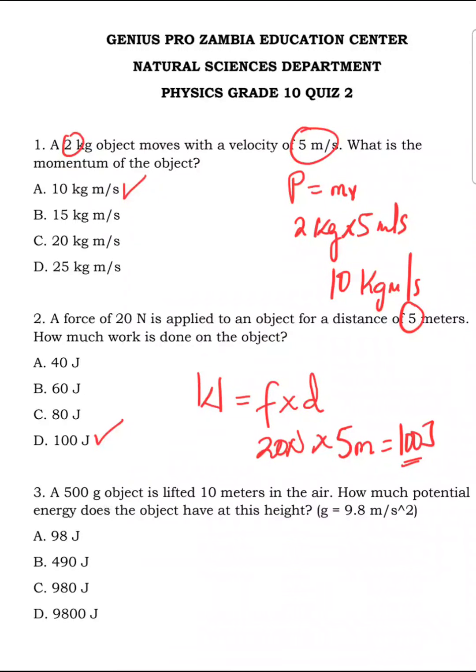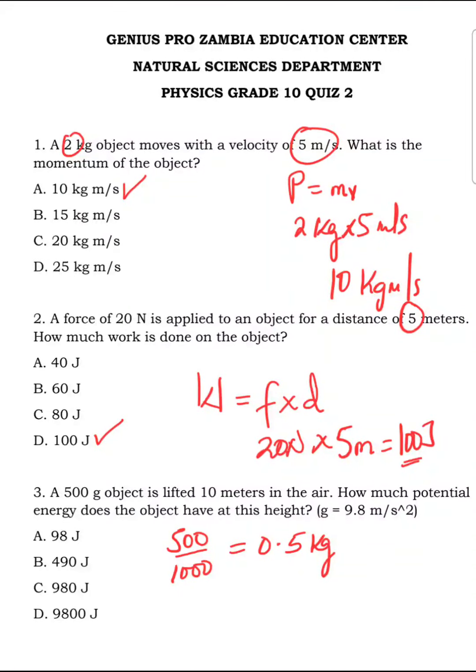A 500-gram object is lifted to 10 meters in air. How much potential energy does the object have at this particular height? Now, here's the thing you need to know. Check out, mass has been given in grams. That means we need to convert mass into kg by dividing by 1000, and this will give us 0.5 kg.